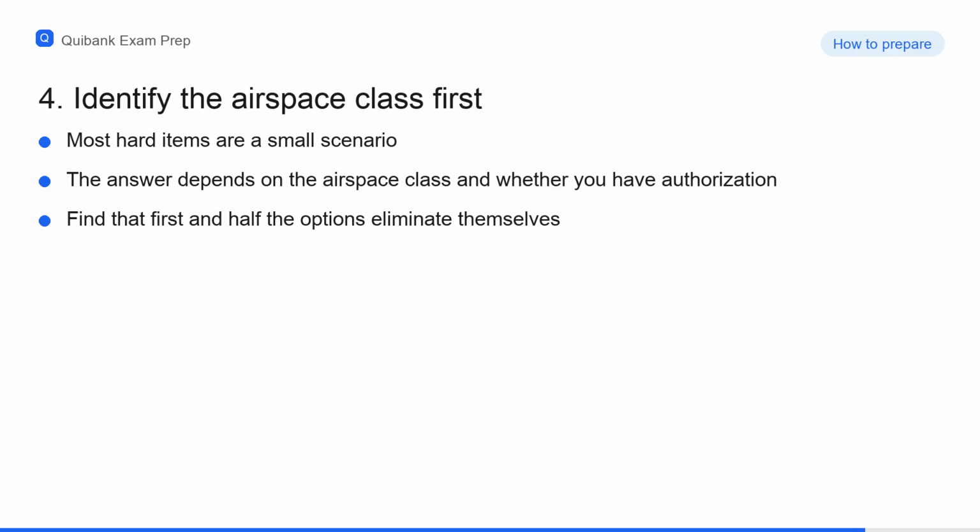Tip 4. Read every question for the airspace class and the conditions before you look at the options. Most of the harder items are a small scenario, and the answer depends entirely on which class of airspace you are in and whether you have authorization. Identify that first, and half the options usually eliminate themselves.